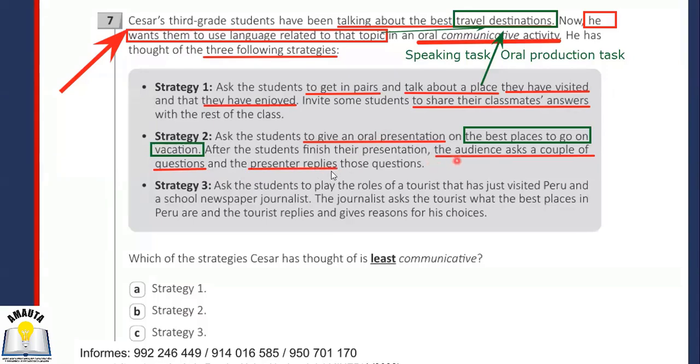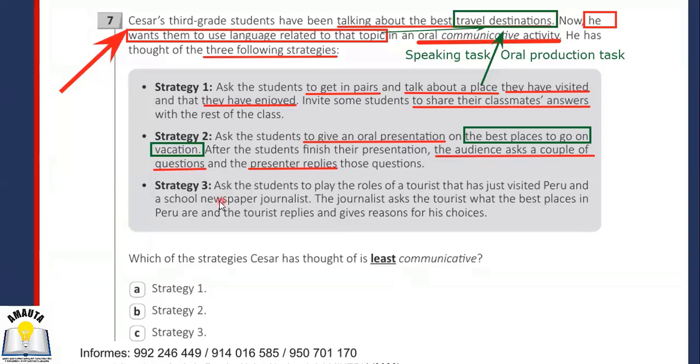Maybe here, this is more interactive because the students interact with each other when the audience asks some questions, formulates some questions, and the student in the front answers this question, right? Here we have some interaction. Okay, well, the third strategy.